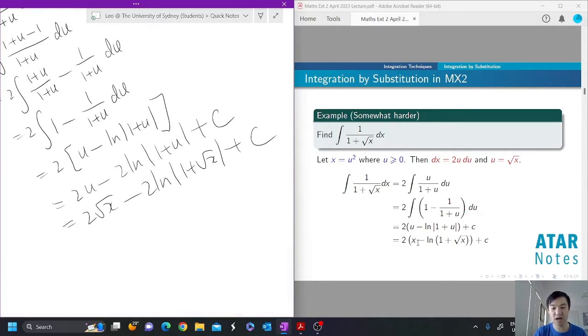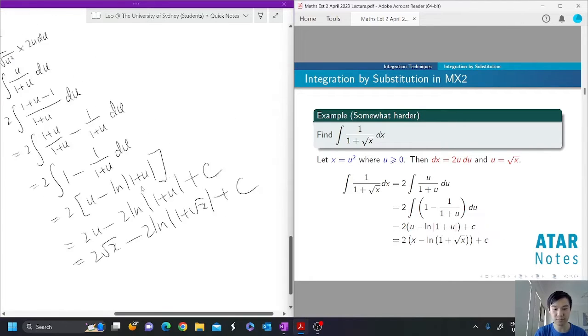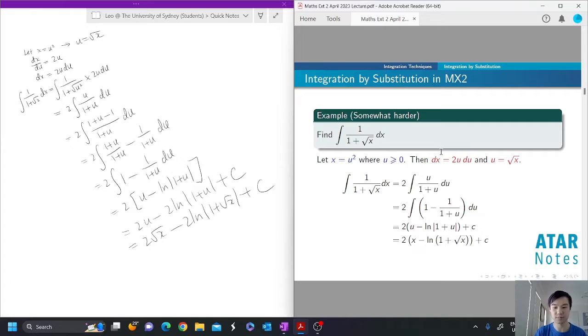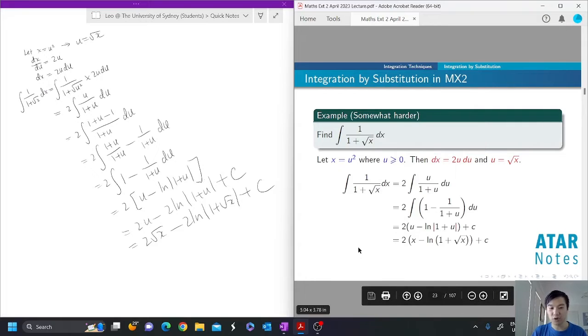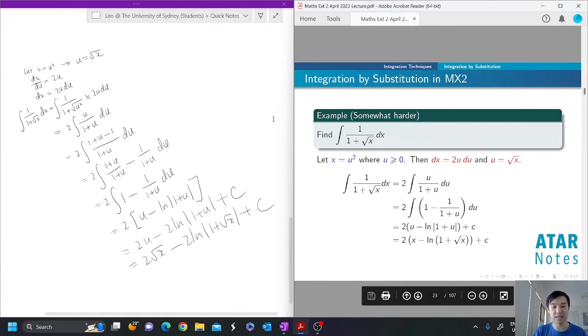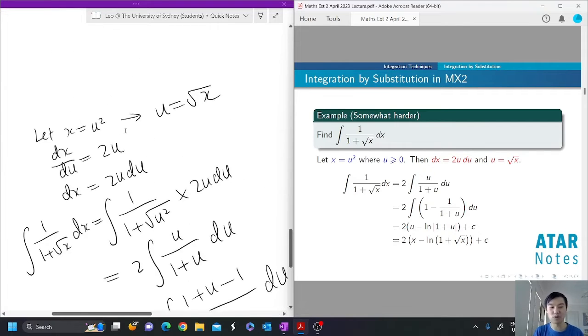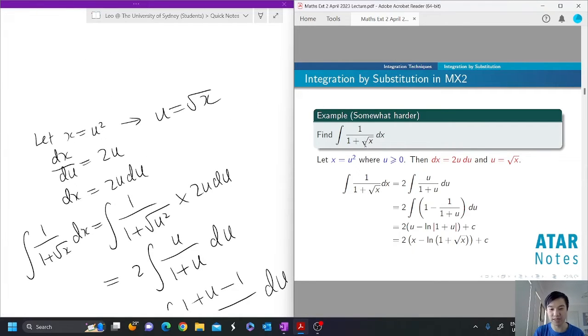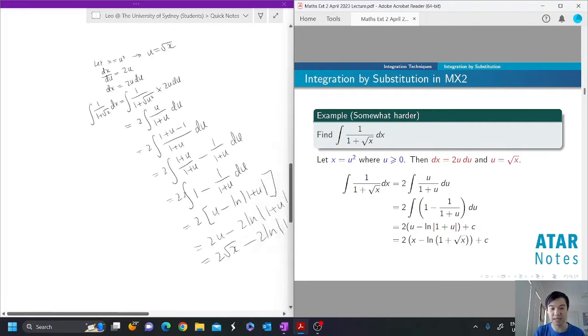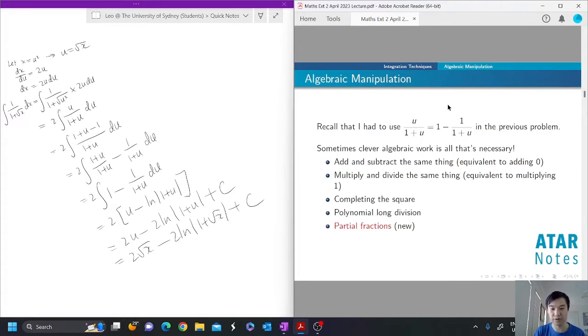So there is a typo here. This should be square root of x instead. So yeah, there's a typo there. It should be square root of x. You can see with this question, they didn't give you a substitution, but you intuitively came up with it because you wanted to get rid of this square root in order to make it a form which is easier for you to solve.